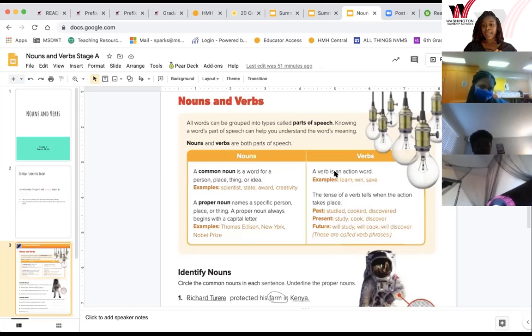All right, and then Aaliyah, can you read this first part that says a verb and then read the examples for a verb? A verb is an action word. Examples: learn, win, save. Okay, so a verb shows action. Can you give me some more examples of a verb? Jump is one of them. It shows action.